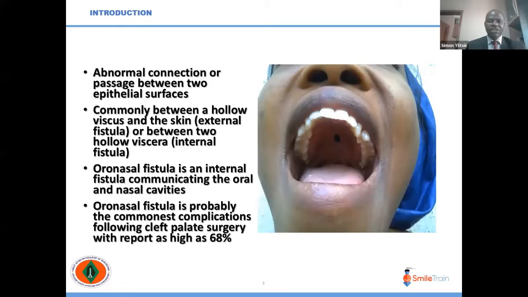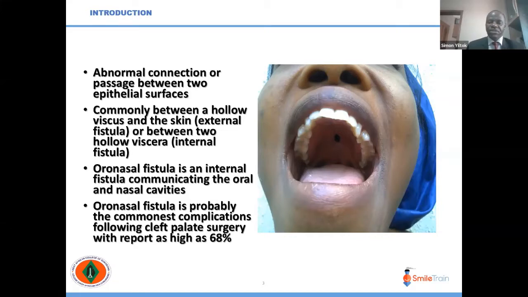By definition, a fistula is an abnormal connection between two epithelial surfaces. Commonly, there are two broad groups. The first is where there is a communication between a hollow viscus and the skin, and this is referred to as an external fistula. Or between two hollow viscera, in which case it is called an internal fistula. By this definition, an oronasal fistula is an internal fistula because there is a communication between the oral and the nasal cavity.